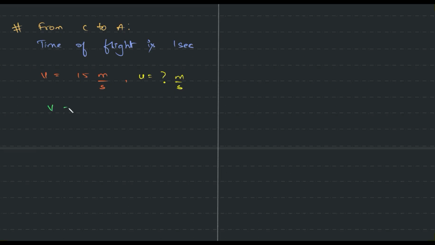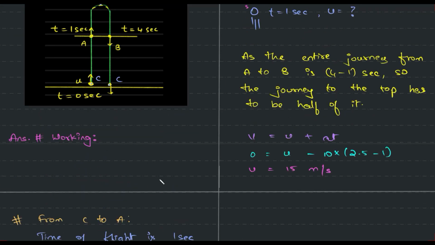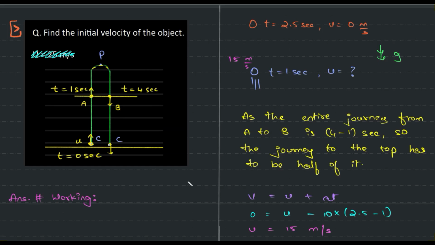So again, we can use v is equal to u plus at. So v is 15, u we don't know, this is 10 and this is 1. So this has to be 25 meter per second. And that's what I had written over there. So okay, apparently I did write it right.